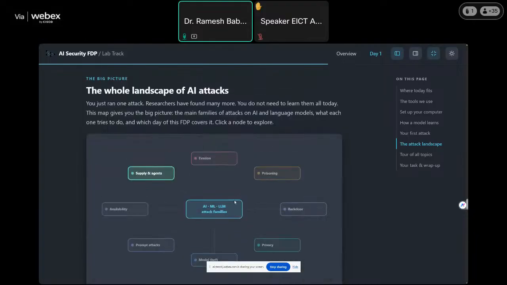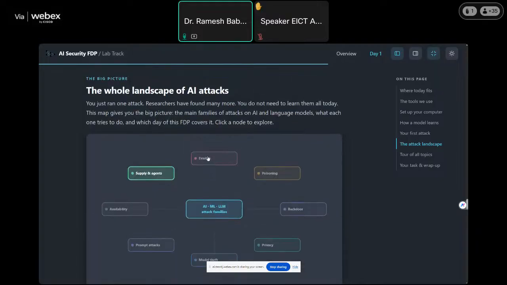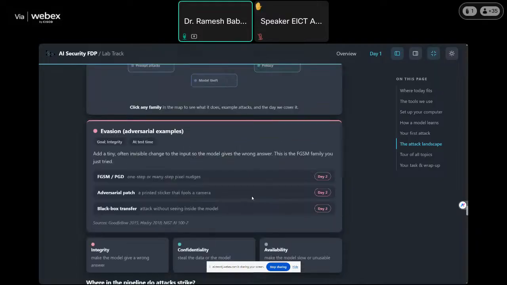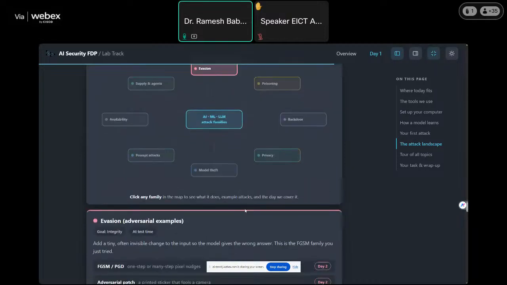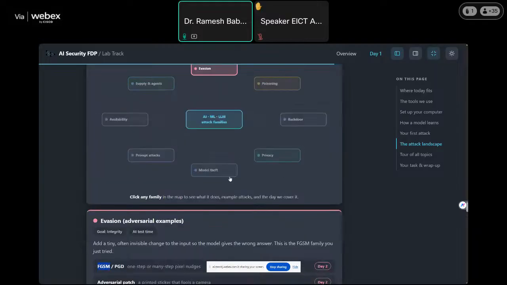So this is the entire map that we have for all types of attacks that we are going to address in the upcoming labs. For each cluster of attacks, we have sub-attacks, and we are going to implement them one by one. As you have seen today, we implemented this small attack, and in the upcoming labs, similarly, we will implement all the attacks that we have in these clusters.